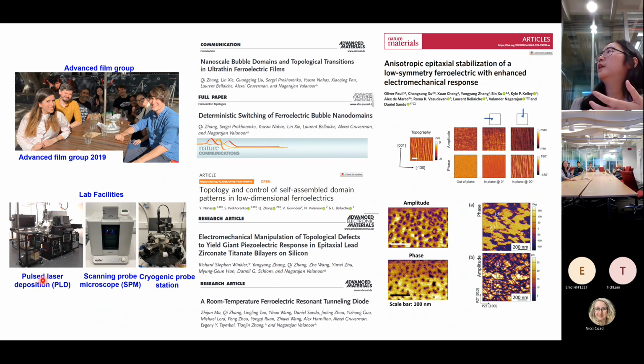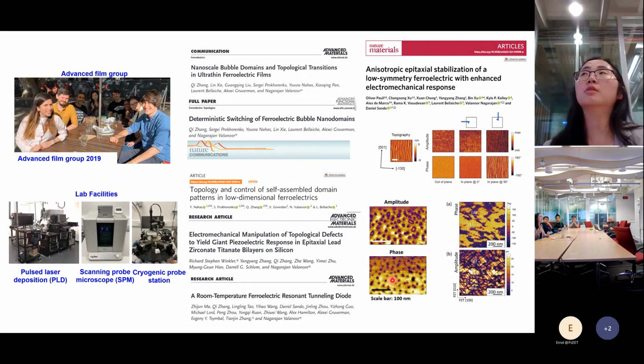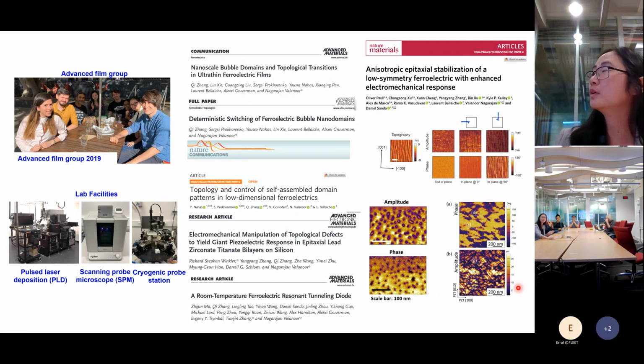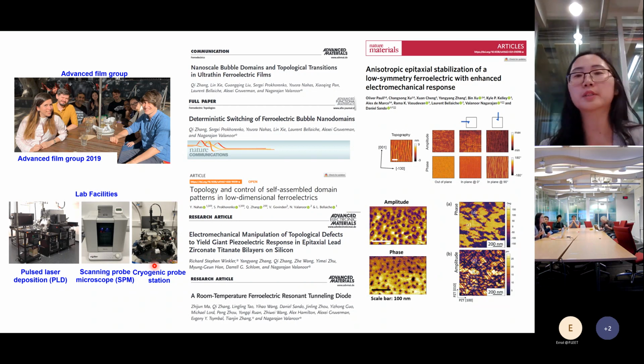So we have a bunch of lab facilities like the PLD to build really decent thin film heterostructures. And then we have the scanning probe microscope, which I'll talk a little bit more about later, which is a very key tool we use to characterize these ferroelectric materials, to visualize these domain structures, and we can also manipulate these domain structures using this technique. And then recently we also got a low temperature probe station, which can help us to do some transport.